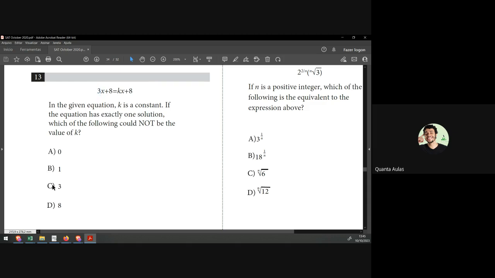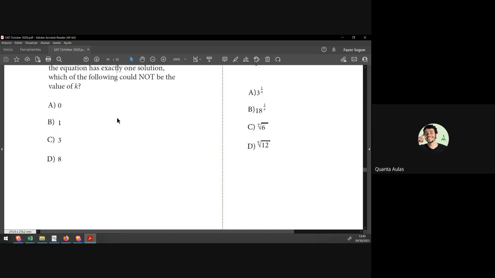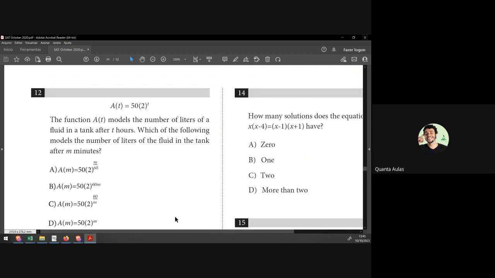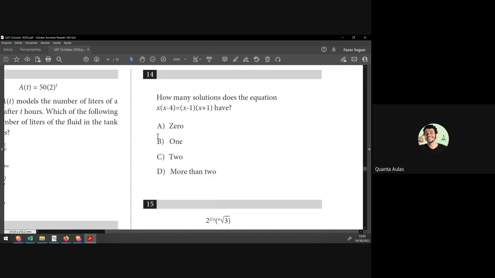So the answer is C, because the only number where we have more than one solution, we will have infinite solutions, is K equals 3, okay? Do you understand? So if you put 0 here, or 1, or 8, we will have only one solution. With 3, we have infinite solutions. Okay, very cool. You can do the 40.